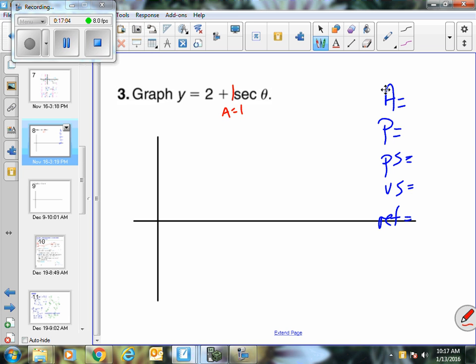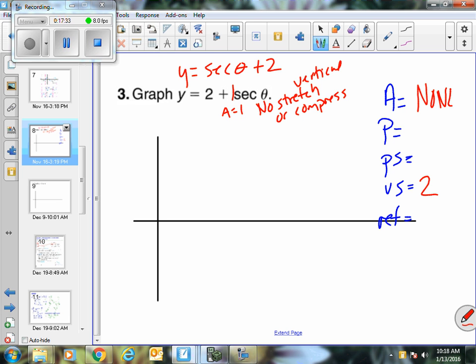Now, a lot of people look at that and the first number they see is a 2, so they want a to be 2. But remember, you could have written this one like this. So secant of theta plus 2. What is the 2 actually representing? That's your vertical shift. So this graph is moving up 2. A is 1. What that tells me is there's no stretch or compression. There's nothing that's been stretched or compressed vertically. So no stretch or compression vertically. But when you answer the question, you really need to say amplitude is none.